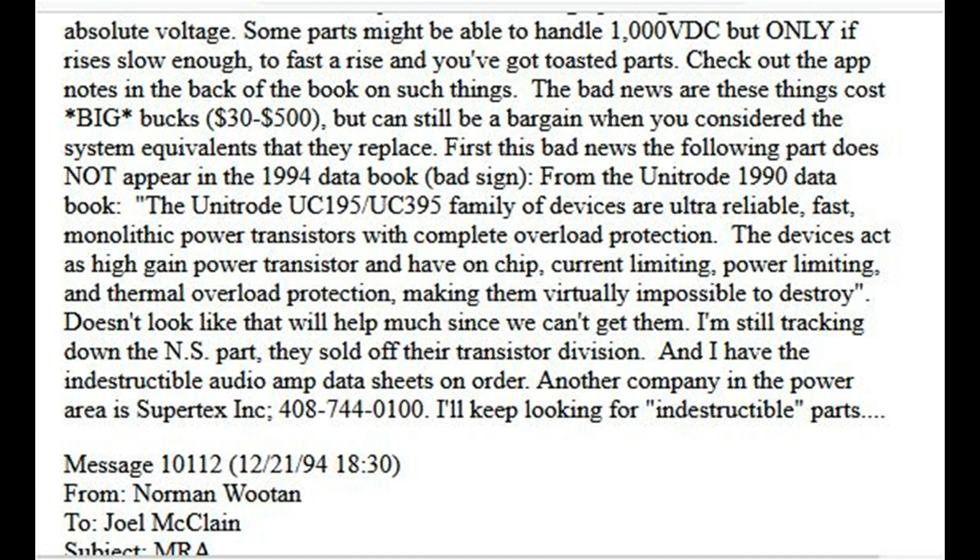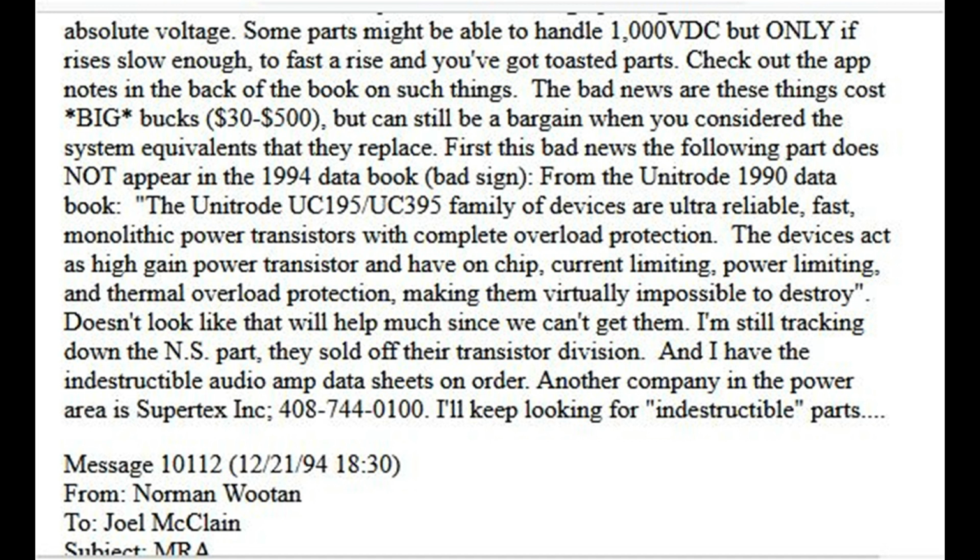I'm still tracking down the NS part. They sold off their transistor division. And I have the indestructible audio amp data sheets on order. Another company in the power area is Supertex Inc., 408-744-0100. I'll keep looking for indestructible parts.